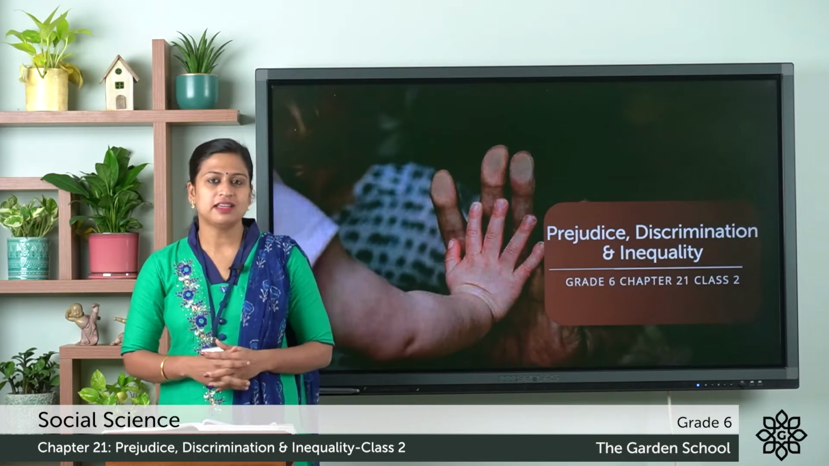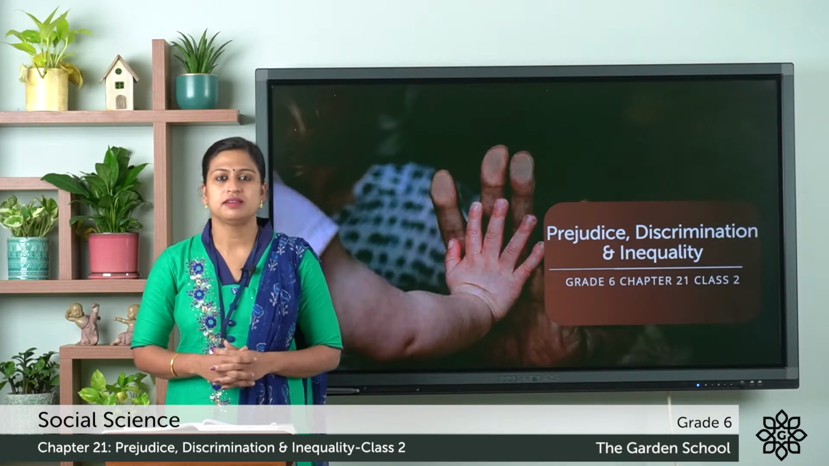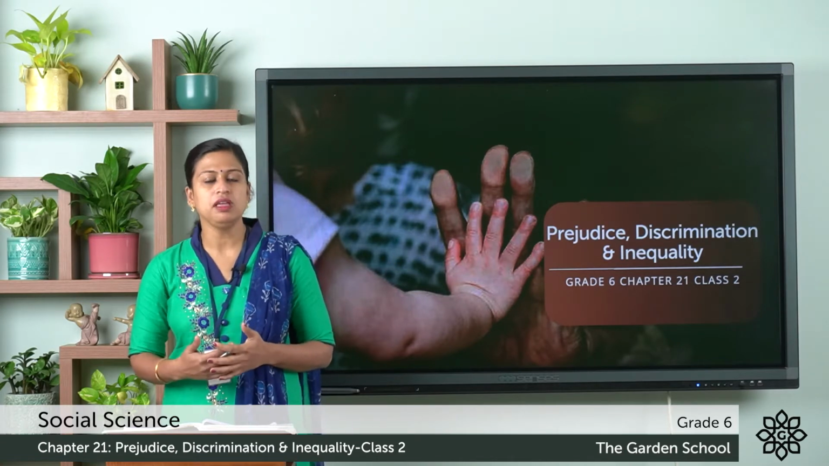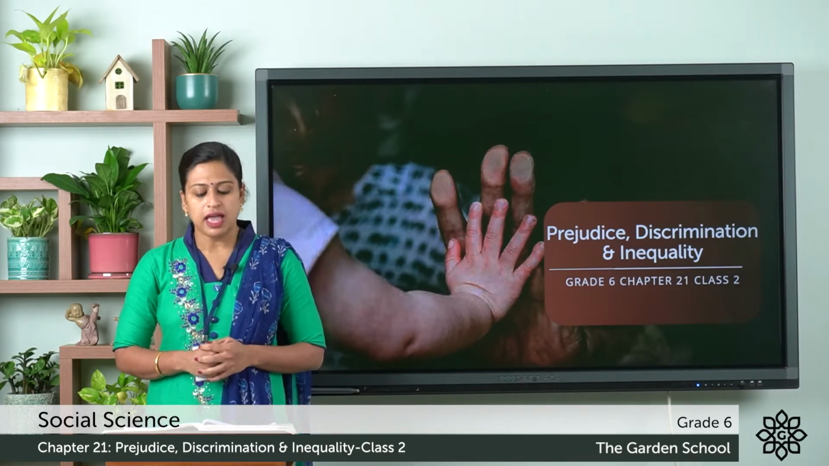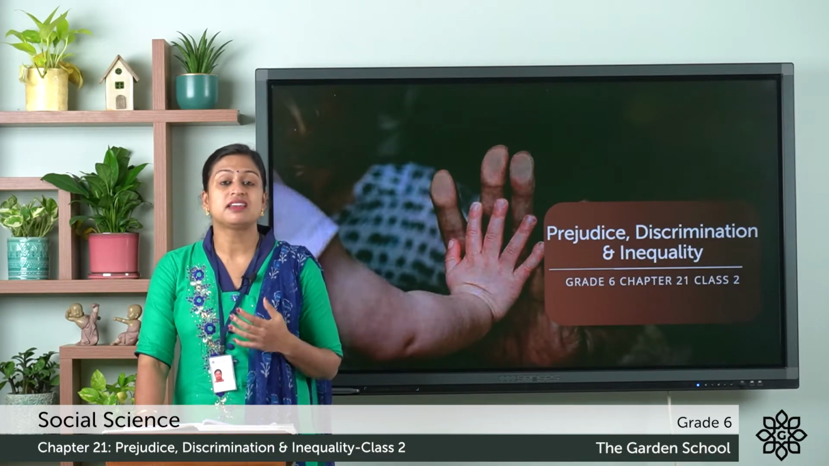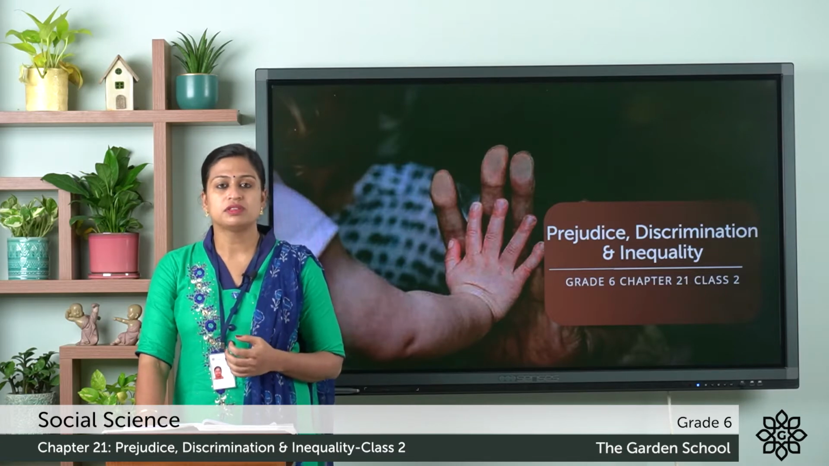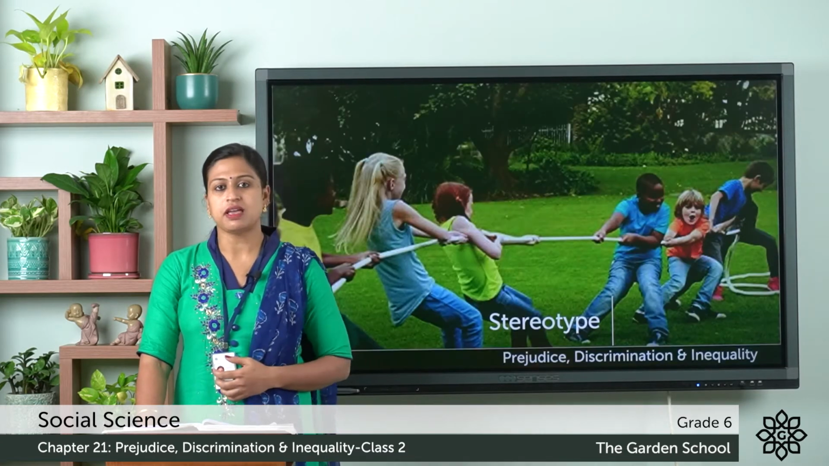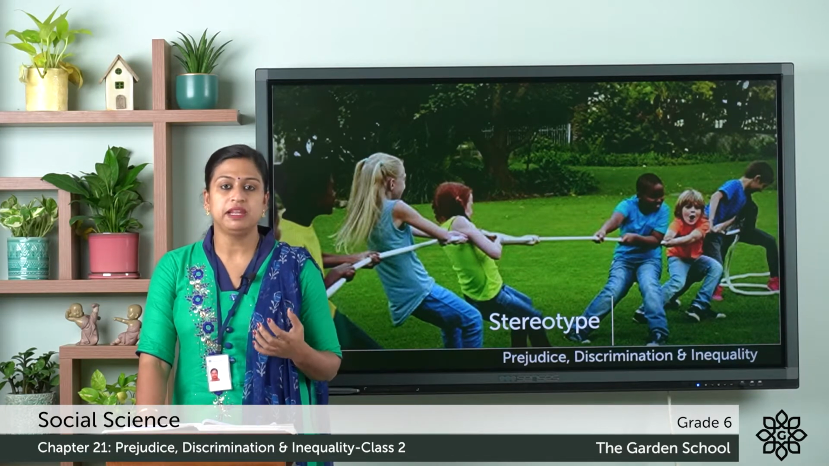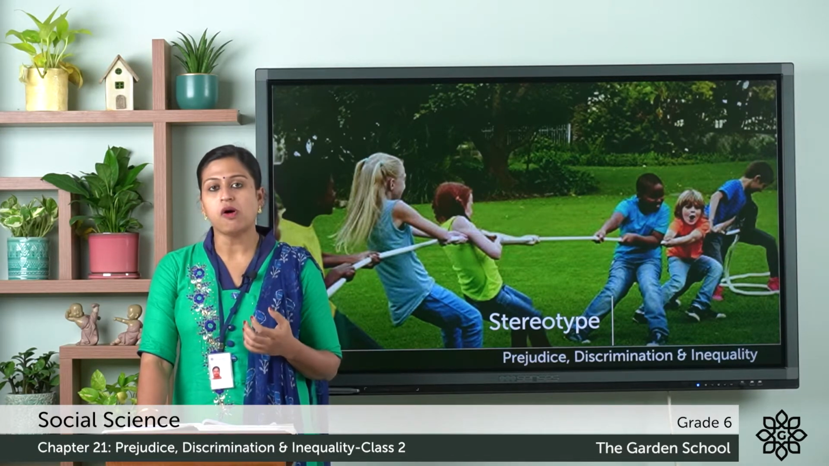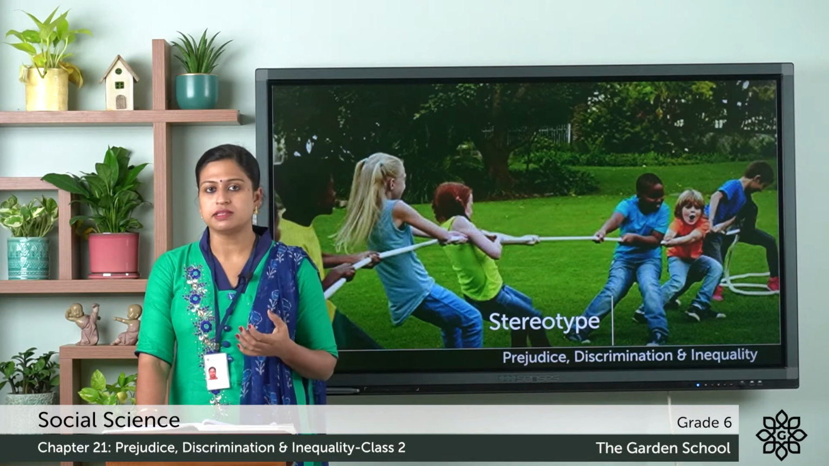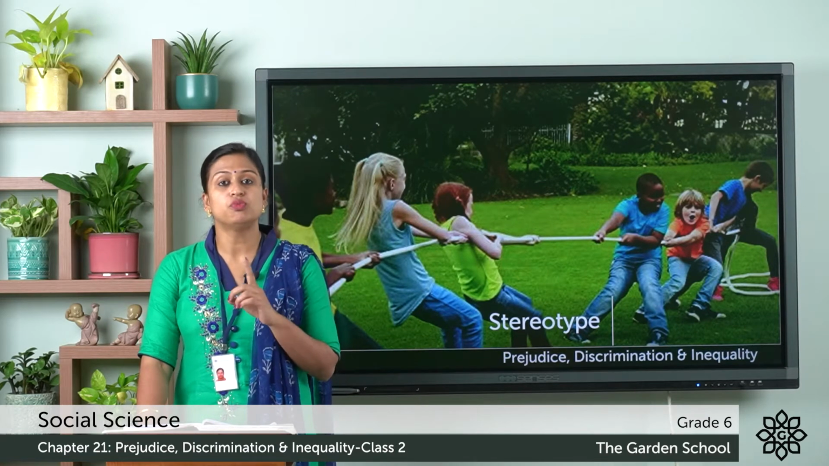In the previous class, we discussed prejudice. Prejudice means having an opinion about someone or something without knowing the truth. And one of the serious problems caused by prejudice is the creation of stereotype. So, what do you understand by stereotype? Stereotype means having a fixed or general belief about a particular group or class of people. That is, when we fit all persons of a particular group into one frame.